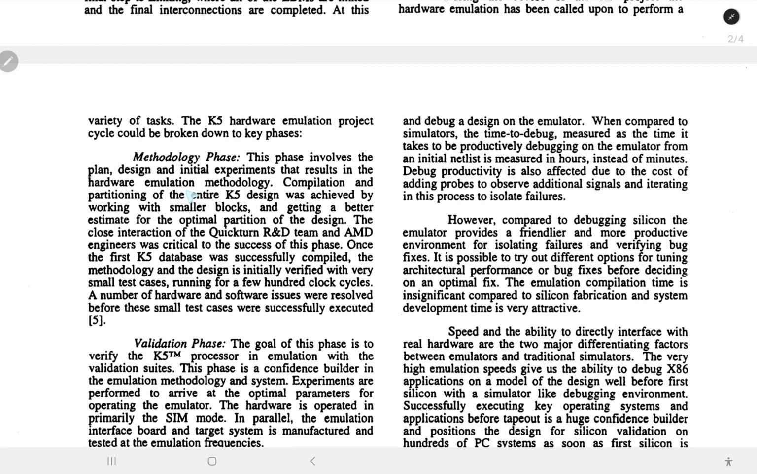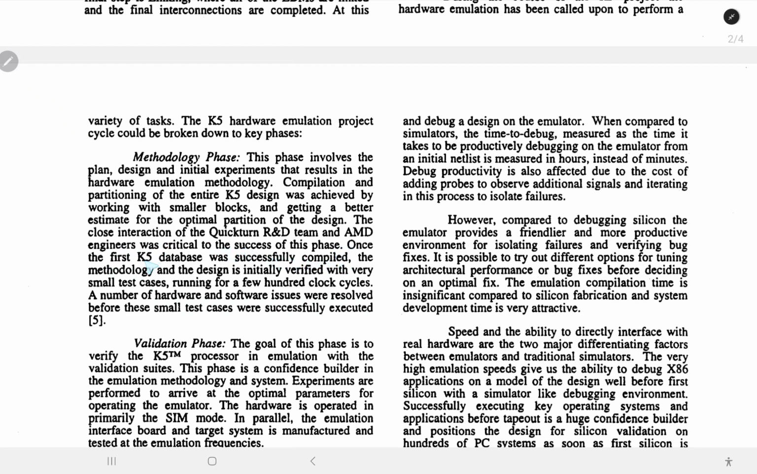Compilation and partitioning of the entire K5 design was achieved by working with smaller blocks and getting a better estimate for the optimal partition of the design. The close interaction of the Quickturn R&D team and the AMD engineers was critical to the success of this phase.